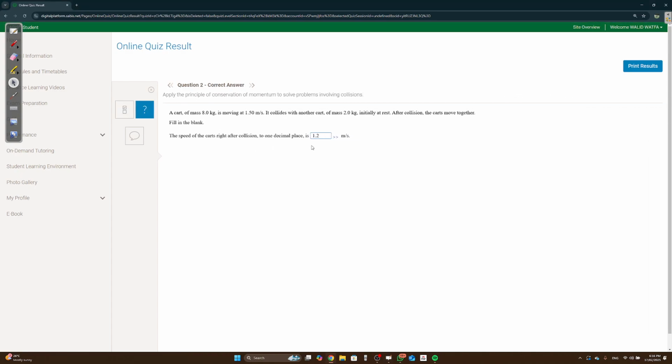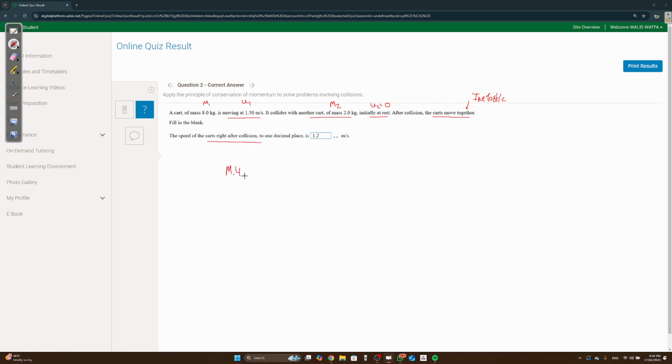Question 2. A cart of mass 8 kilograms is moving at 1.5 meters per second. Let's call this M1, and initially it's moving at 1.5, so U1. It collides with another cart of mass 2 kilograms, so M2, initially at rest, so U2 is equal to 0. After collision, the carts move together. If they ask what type of collision this is, it's inelastic, because they stuck together.